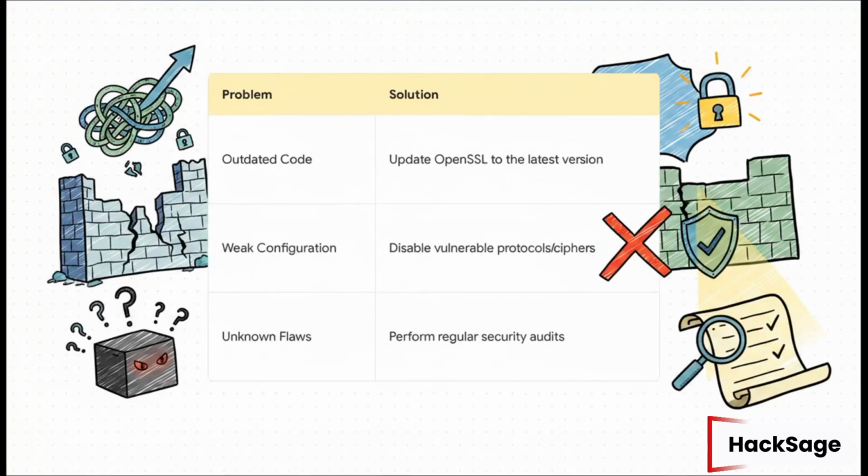The path forward is actually pretty logical. For every problem, there's a direct solution. Is the code outdated and vulnerable? You update it to the latest version. Is the server using weak old settings? You disable them. And to find those weaknesses you don't even know about yet, you have to perform regular security audits and tests. It's really all about constant maintenance.